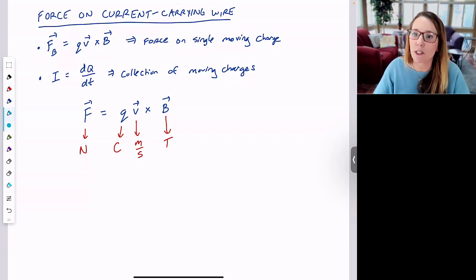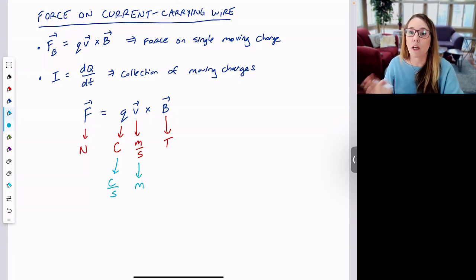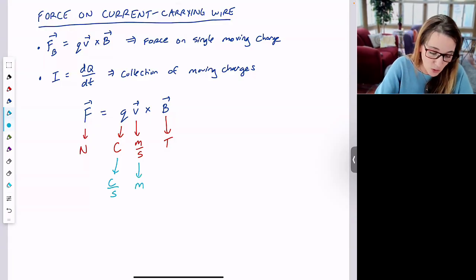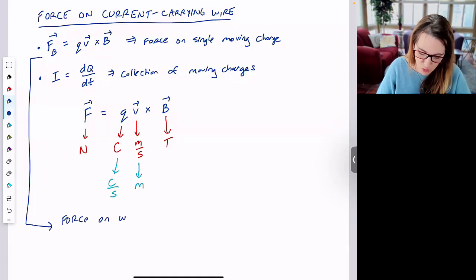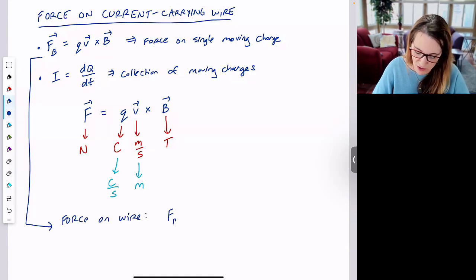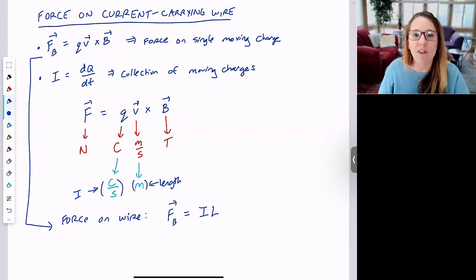What we can do now is say, what if instead of coulomb meters per second, this became coulombs per second, and this became meters? That's basically the same idea. And so we can write the equation for the magnetic force on a wire carrying a current as I times the length, and then I have to have a cross product.